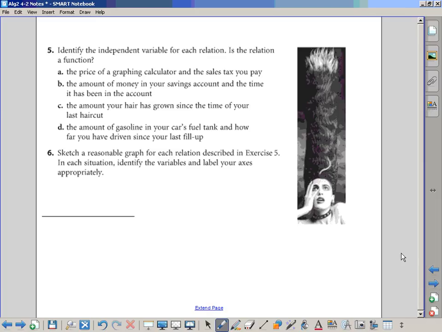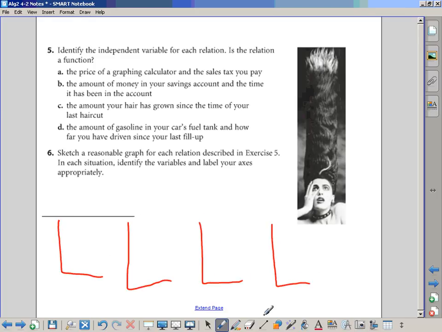Let's go on to the next one. 5 and 6. These are all functions. The price of a graphing calculator and the sales tax you pay, the amount of money in your savings account and the time it's been in there. So let's plop down a few axes here, a few graphs.